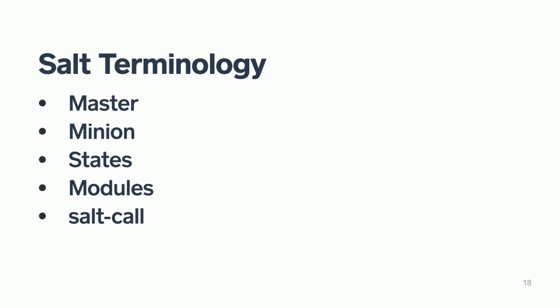Salt is mainly built of a bunch of different modules, and each group of modules performs a different task. In a little bit, we'll cover some of the unique modules and what they actually do. And lastly, we have salt-call, which is the command that you run to invoke different salt states and different execution commands.